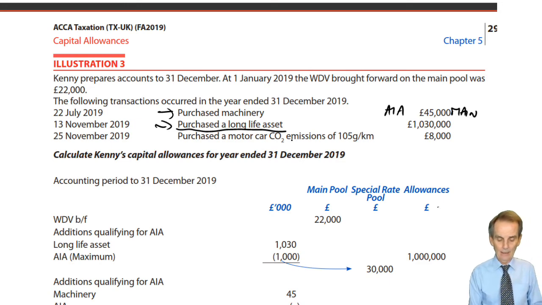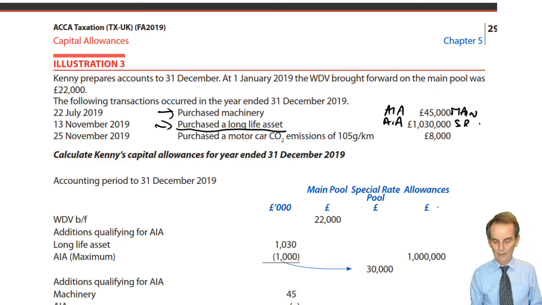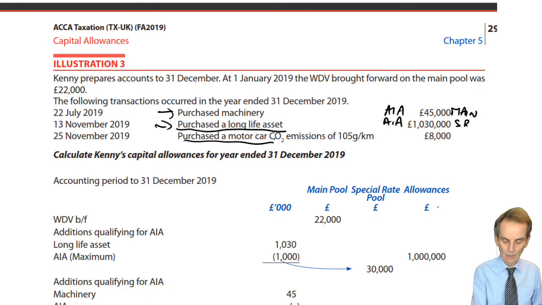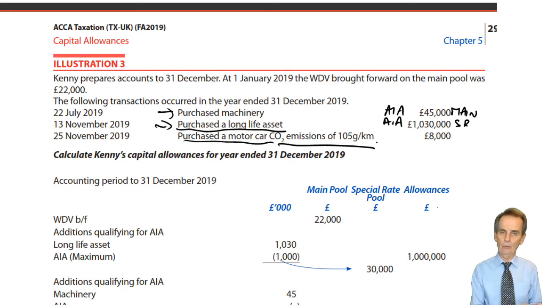So what we have here is that too is eligible for AIA, but this one is special rate pool. And very clearly you can see that is more than £1 million. We've also during this period bought a car, therefore critical, what are the CO2 emissions to determine, is it FYA or is it WDA?